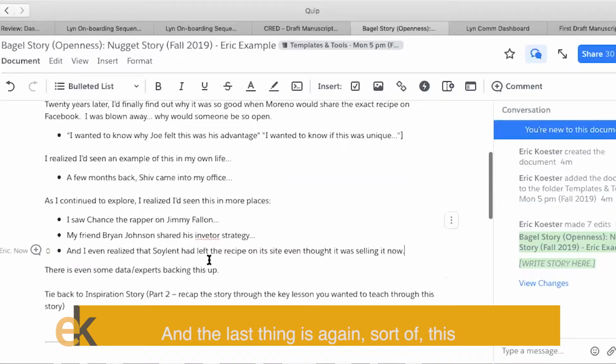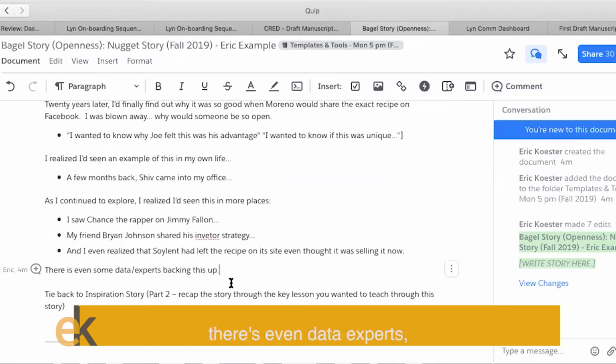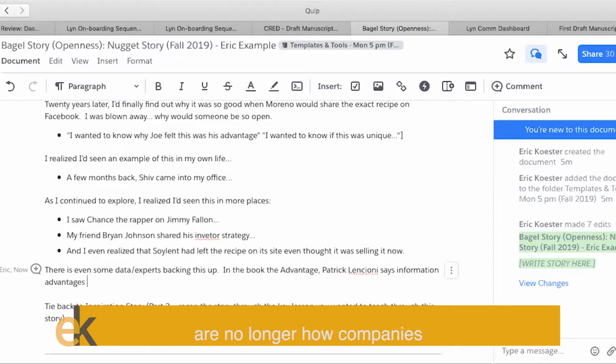And the last thing is, like, again, sort of this experts backing it up. There's even data experts, like in the book, The Advantage, Patrick Lencioni says information advantages are no longer how companies are being built. Today, our advantage is our openness.